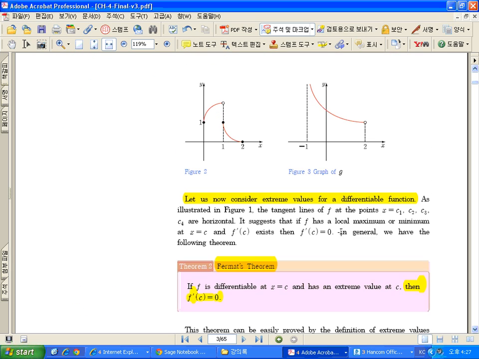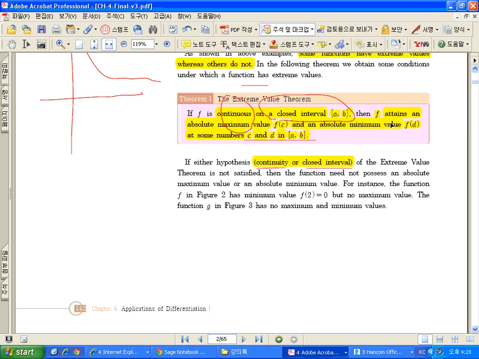Here are the examples. This is a function which does not have a maximum because it is not continuous. So theorem 1 doesn't work for this function. This function is continuous, but the domain is not closed. Here is the open interval. Even though this end is closed, the domain is not closed. So even if the function is continuous, it still does not have a relative minimum or a global, absolute minimum. There is none. So the two conditions of the extreme value theorem are both very important: continuous on a closed interval.